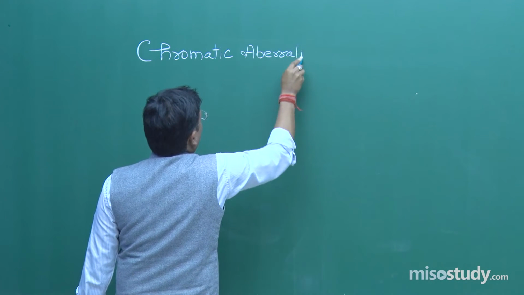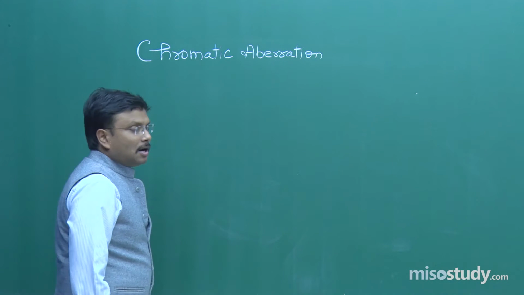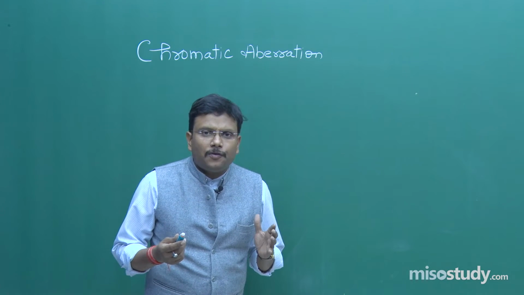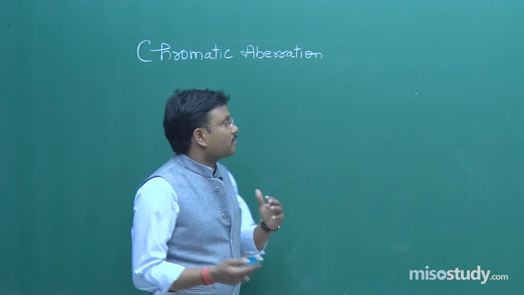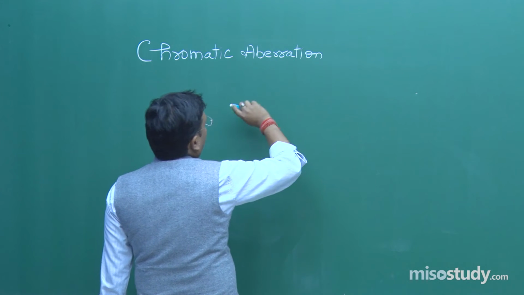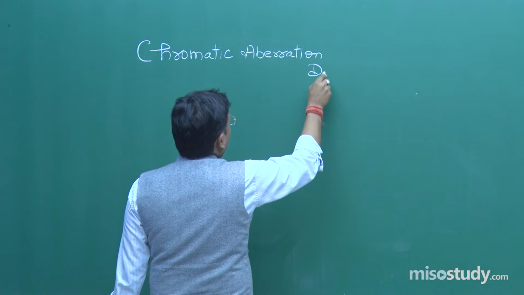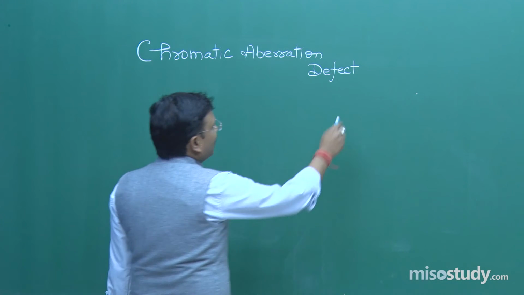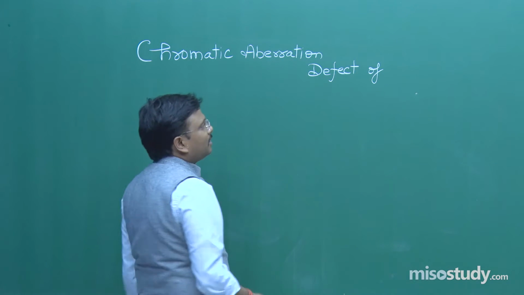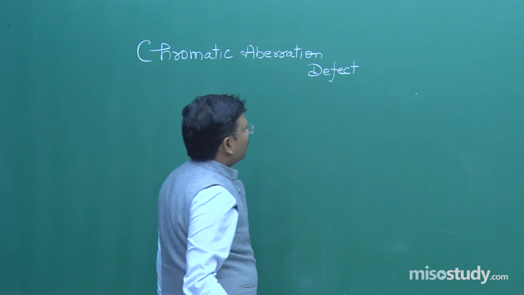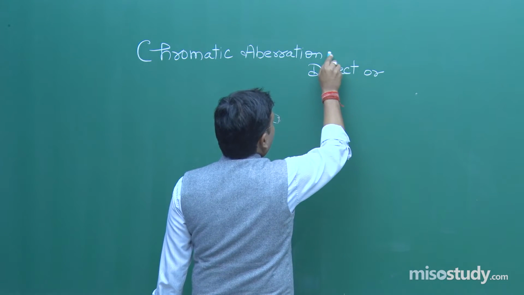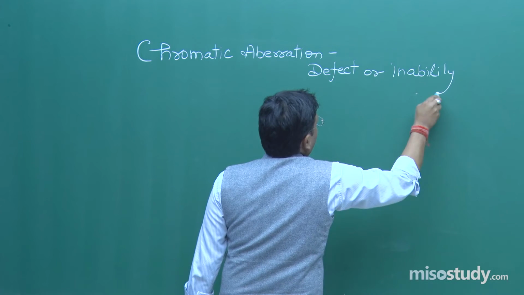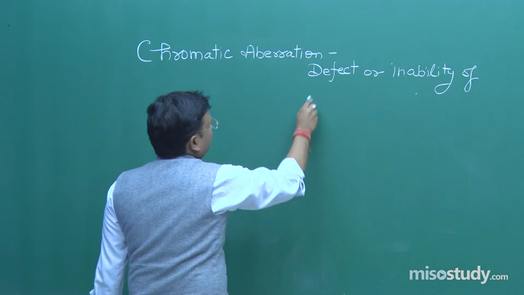Fine. Now, what exactly is this concept? I should say it is the inability of a lens, a defect of a lens. Although "defect" is not a very good word, it is like that: defect or inability of a lens.